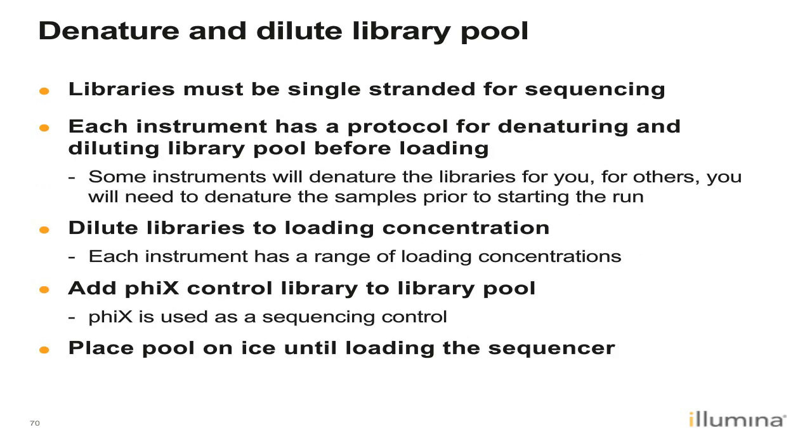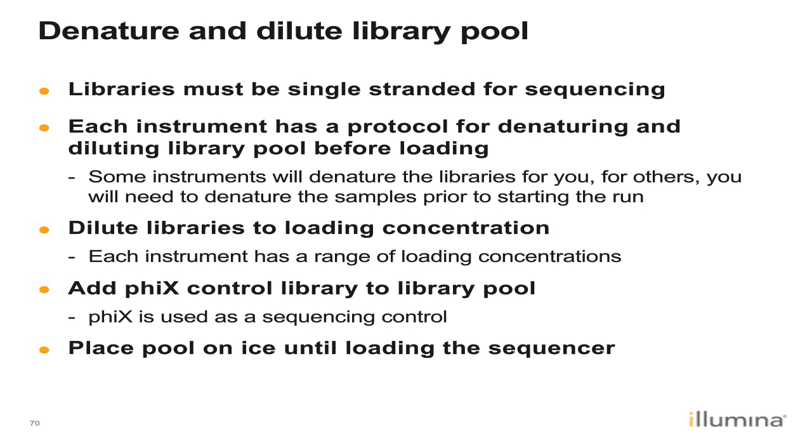Our next step is to denature and dilute our library pool. Libraries must be single-stranded for sequencing, and each instrument has a guide for denaturing and diluting the libraries. For most sequencers, you will need to denature the libraries before loading them onto the sequencer. Some instruments will do the denaturation step for you, though. Just before loading the libraries, we dilute them to a final concentration that is compatible with the sequencer that we're using. These concentrations are also given in the denature and dilution guides.